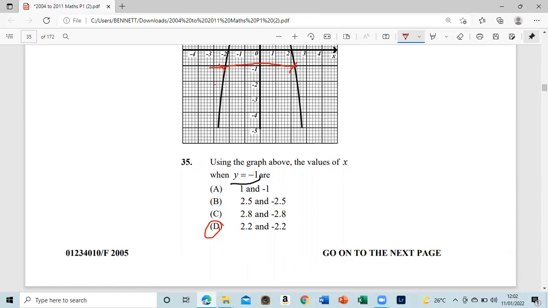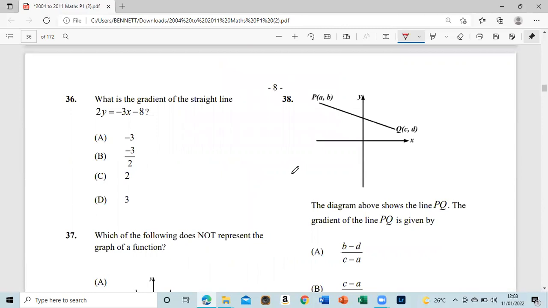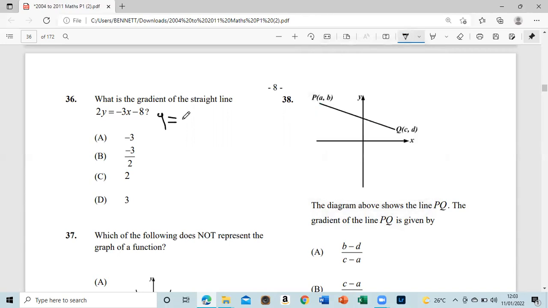Let's move on to 36. Almost there, guys, almost there. What is the gradient of the line 2y equals negative 3x minus 8? Remember, gradient is the slope of the line, and every straight line graph must be in the form y equals mx plus c. So let us do that.